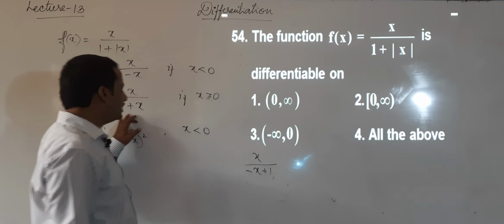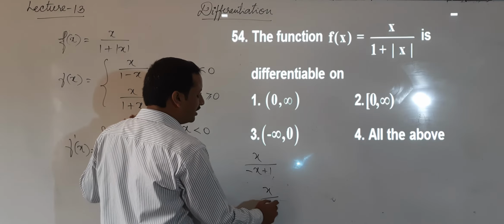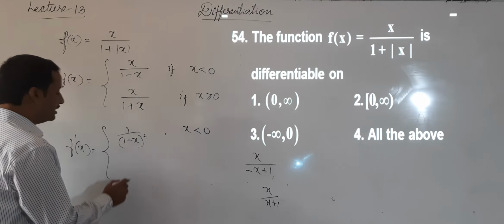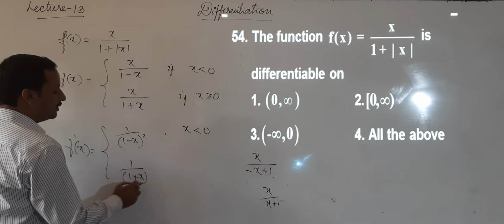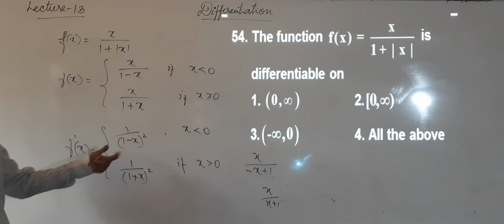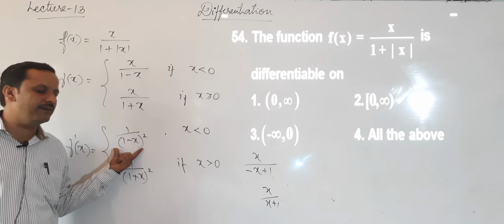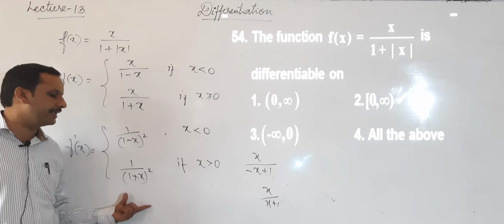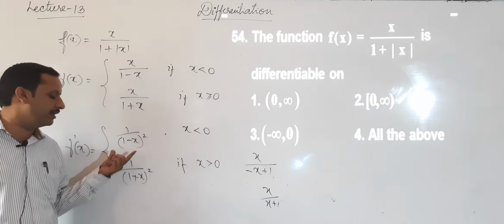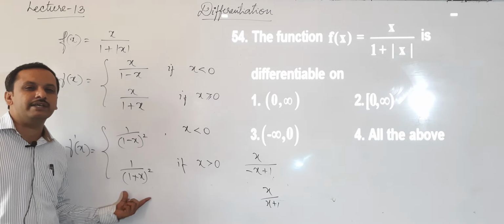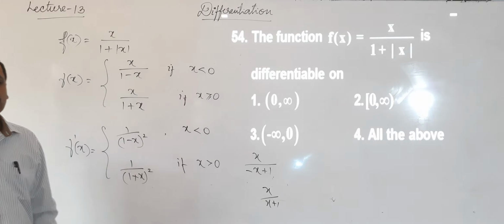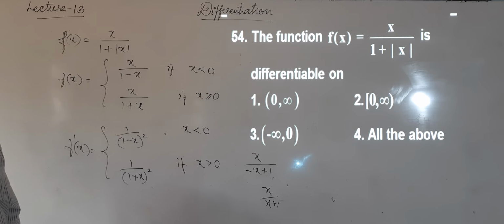Then if x is greater than 0, the function is defined as x by x plus 1. Now, if I differentiate this, we get 1 minus 0 divided by x plus 1 whole square, that is 1 by 1 plus x whole square if x is greater than 0. At 0, put x equal to 0 in the first, you will get the left hand derivative. Put x equal to 0 in the second, you will get the right hand derivative. Left hand derivative is 1, right hand derivative is 1. Hence, the function is differentiable at x equal to 0.